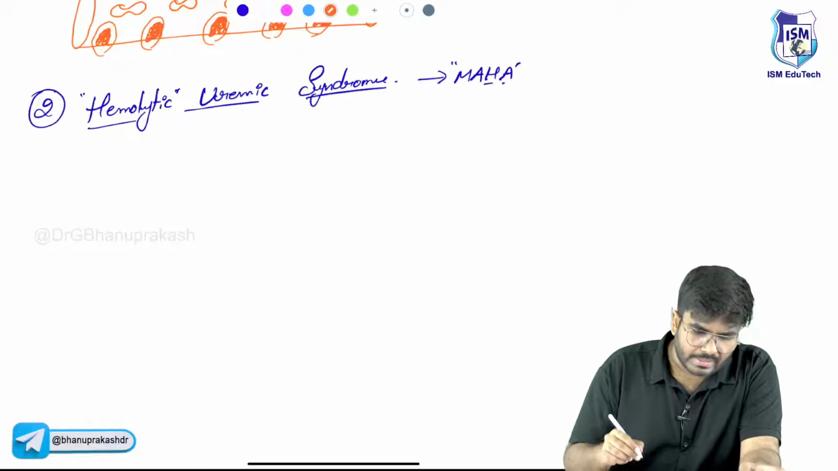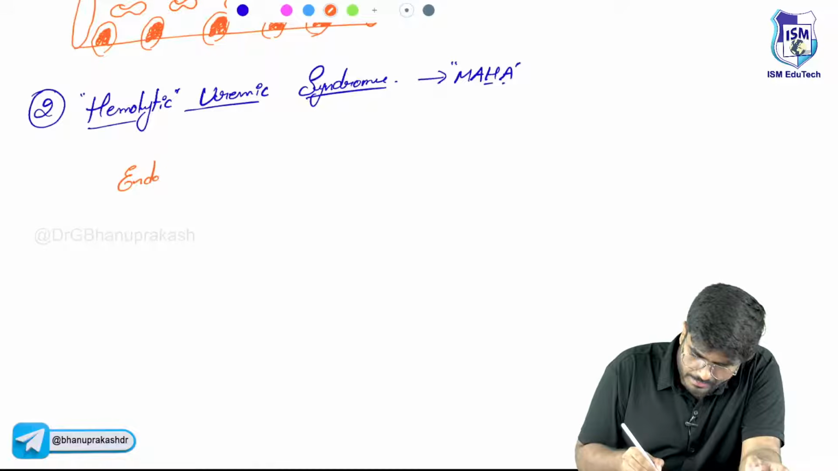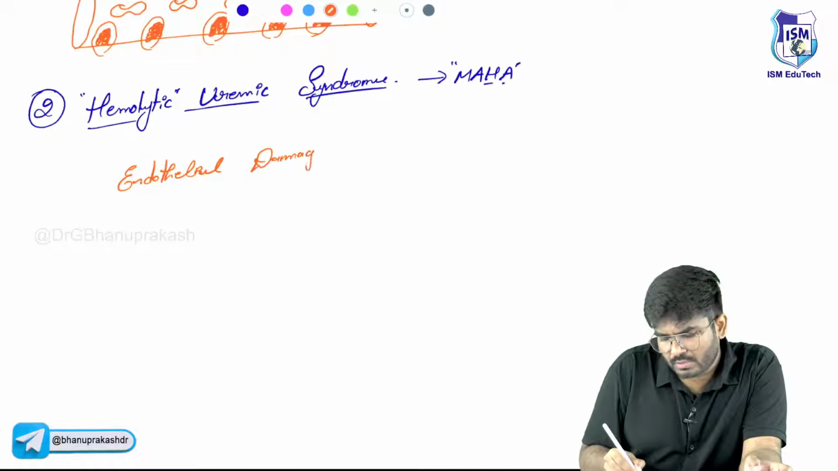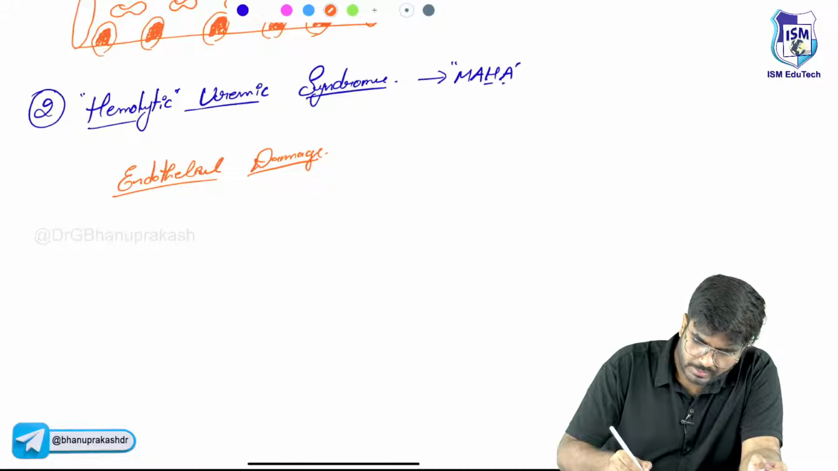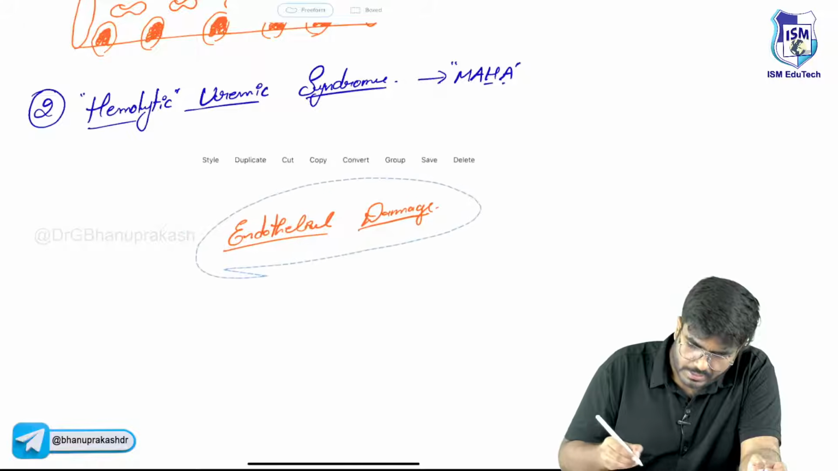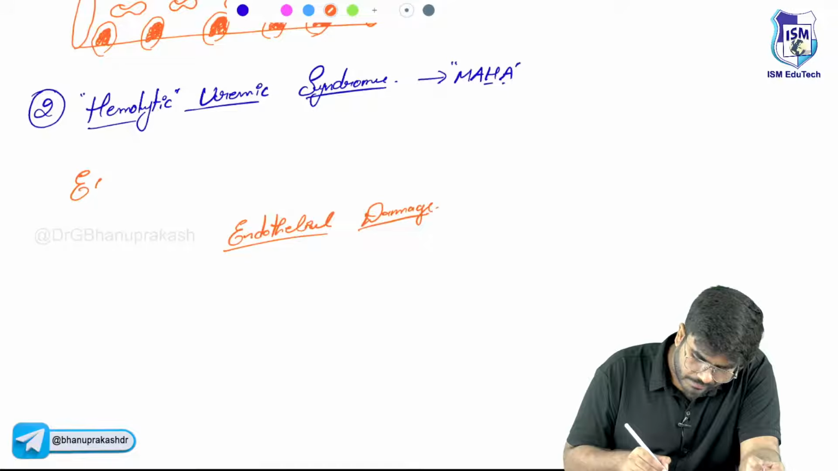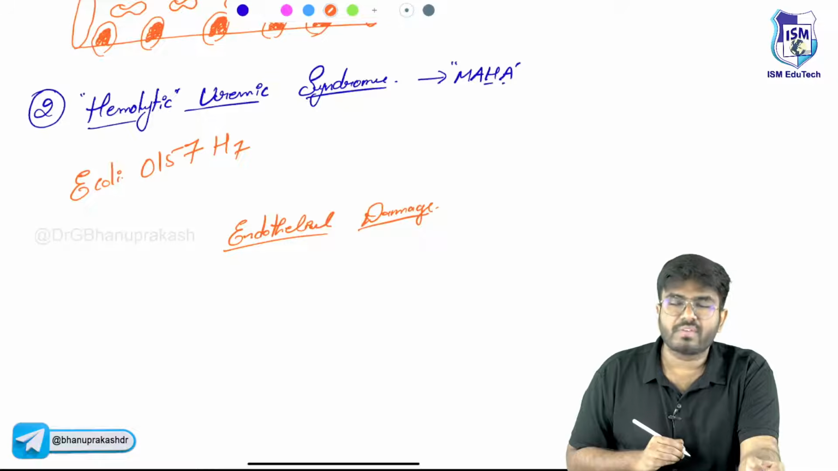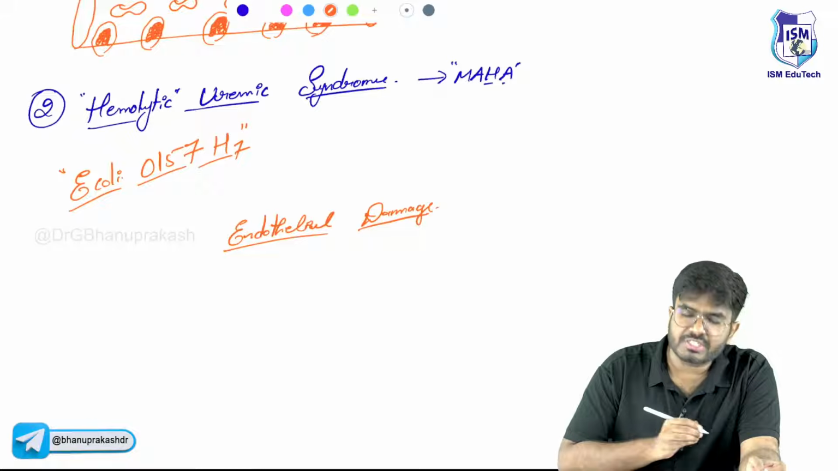What's the problem, sir? Here, the endothelial cells are getting damaged. Why are endothelial cells getting damaged? Because of a toxin. The most important thing I am telling you, sir, is that in hemolytic uremic syndrome, the patient is having an infection with E. coli O157:H7. With this variant of E. coli, the patient is having an infection.